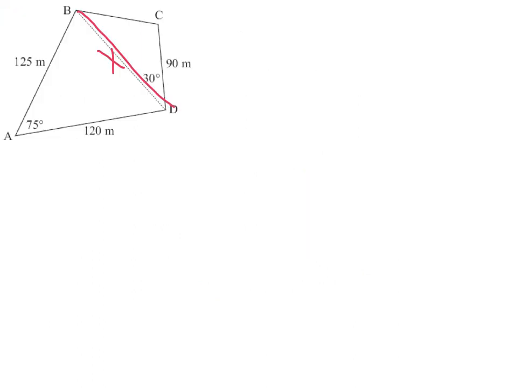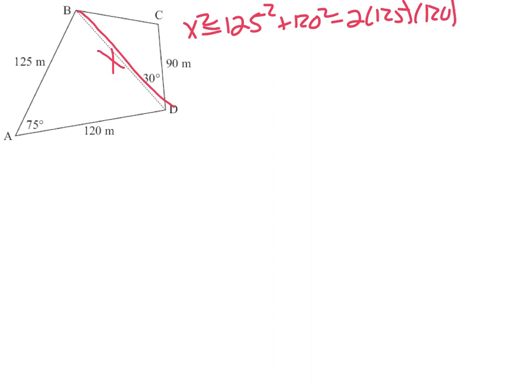Alright, so to solve for X, I'm going to start using law of cosines. And I know I have to use law of cosines because I don't have a corresponding set with a side and an angle to use law of sines. And I don't have a right triangle, so I can't use regular sine, cosine, or tangent. Okay, so when I set this up, we're going to get X squared is equal to 125 squared plus 120 squared minus 2 times 125 times 120 times the cosine of 75.